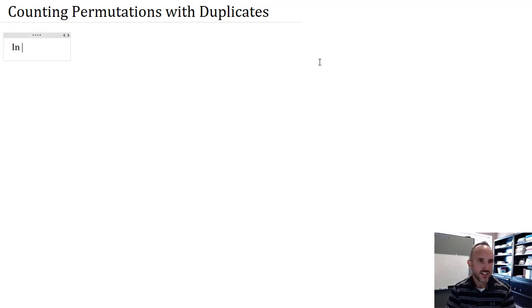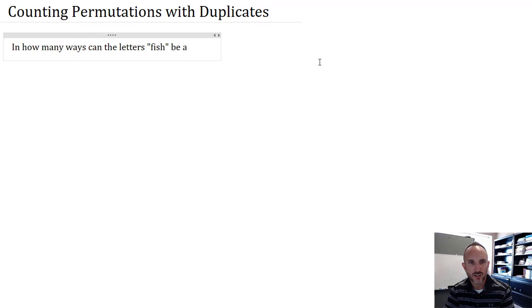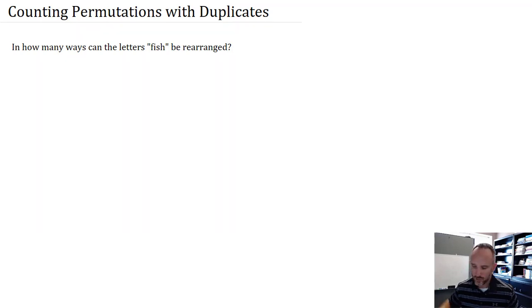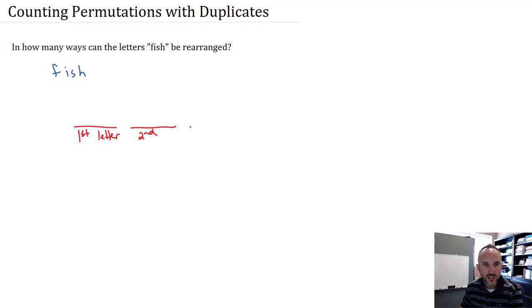So let's ask, in how many ways can the letters FISH be rearranged? Okay? And when you look at the word fish, there's 4 distinct characters. If you're looking at rearrangements of that, you've got to pick a first letter, a second letter, a third letter, and a fourth letter. You're using all the letters if you're just rearranging these.